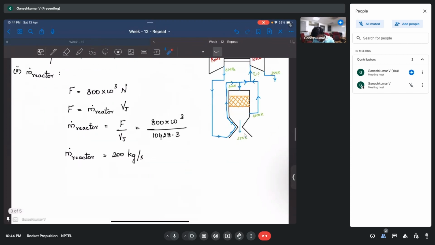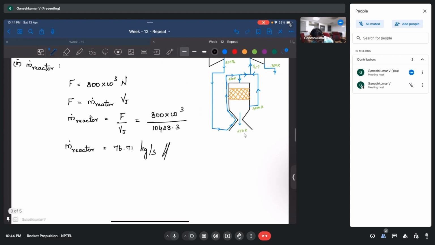Okay, so if you calculate that one, it's 800 into 10 power 3 divided by 10428.3, which is coming out to be 76.71 kgs per second. This is the mass flow rate through the reactor, which is what is contributing to the thrust. All right. Now let's try to find out what was the third question.